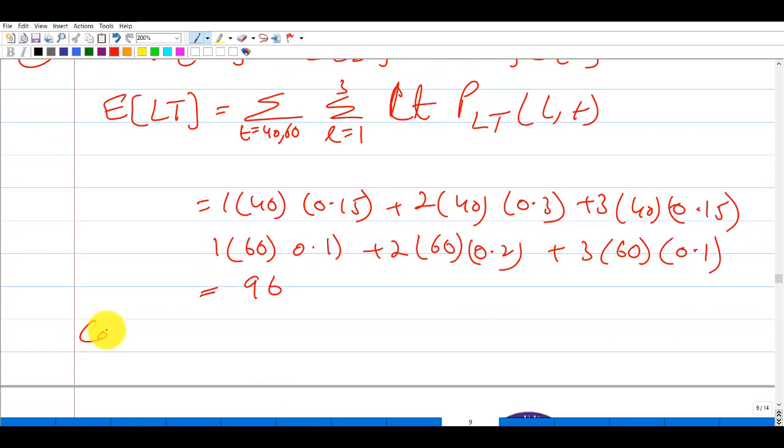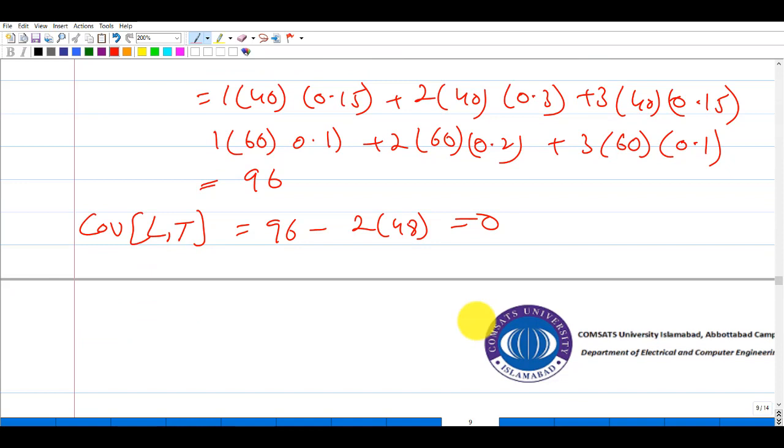Then covariance will be simply 96 minus 2 into 48, which is 0. So covariance of this is 0. The D part says that we need to calculate the correlation coefficient, which is rho LT. As covariance is 0, covariance divided by something, whatever it is, would be 0.